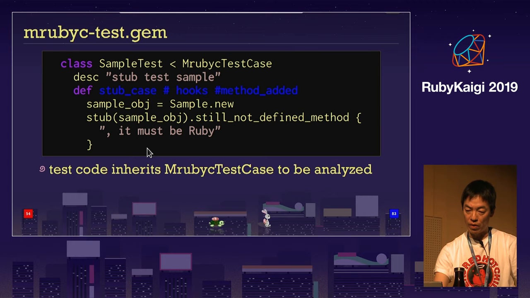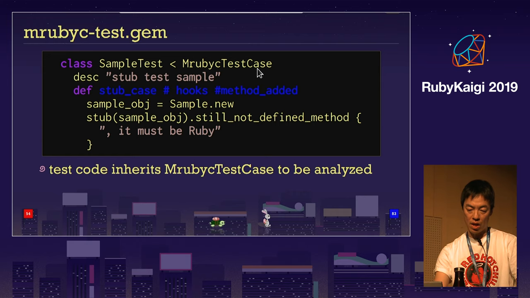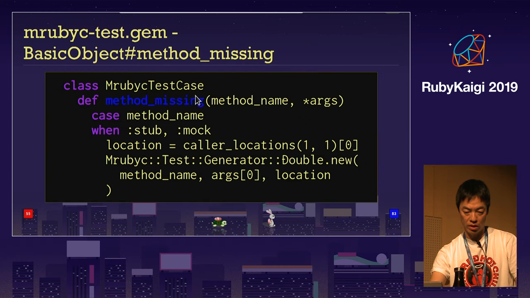Test code should inherit mrubyc test case, as I said repeatedly. Therefore, the definition of stub case will hit method added of the parent class. And this is method missing. The MRBC test case class uses method missing too, knowing stub and mock was called like this.